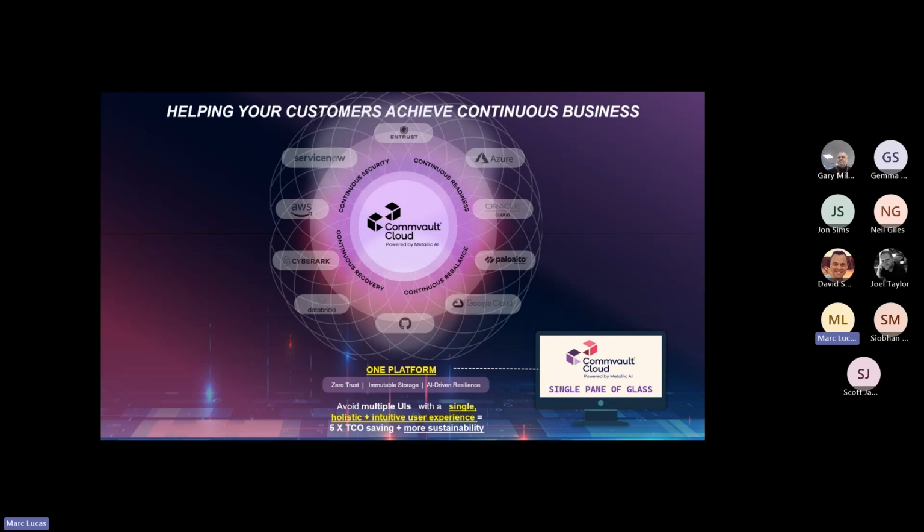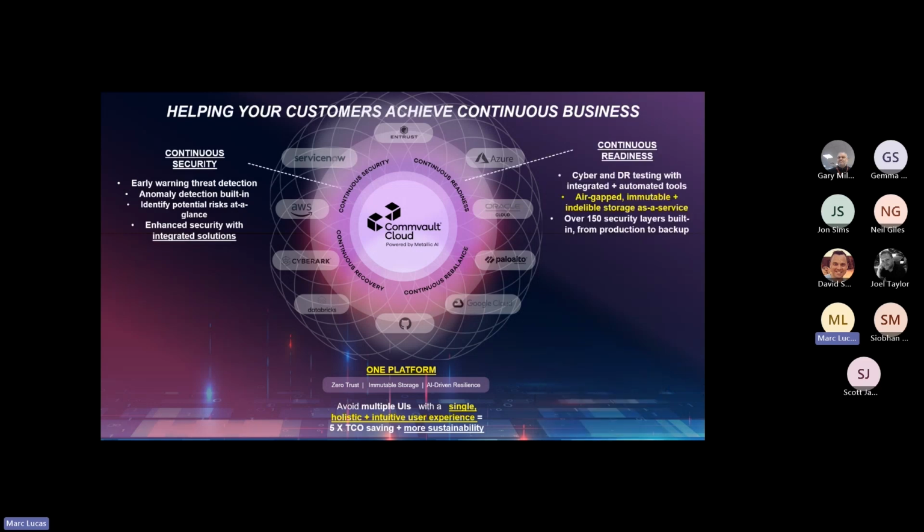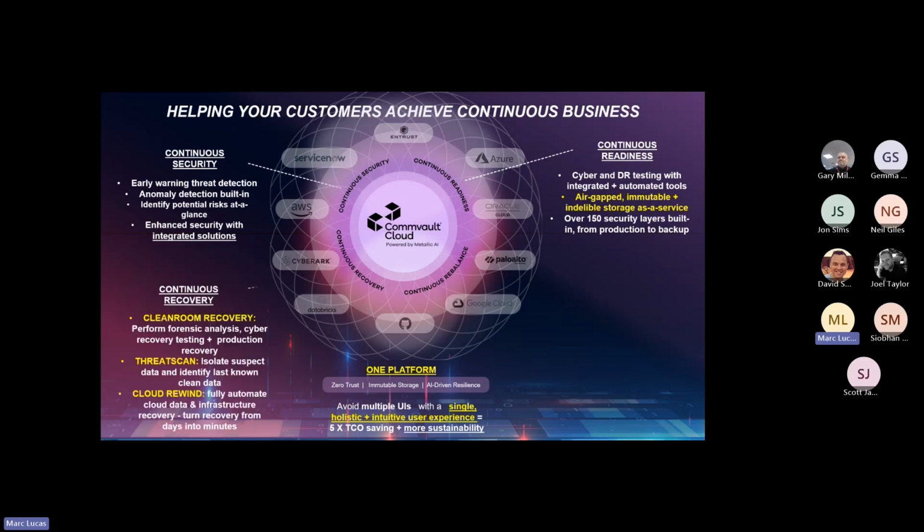But having that single holistic platform means that your customers are going to make a significant saving compared to using multiple tools. Plus, it's going to help them be more sustainable as well. Having security and being ready as well, having the right tools. Not all of these tools are included as standard, but they're add-ons, things like air gap, immutability, and that indelible storage that I talked about before. There's over 150 security layers built into Commvault.